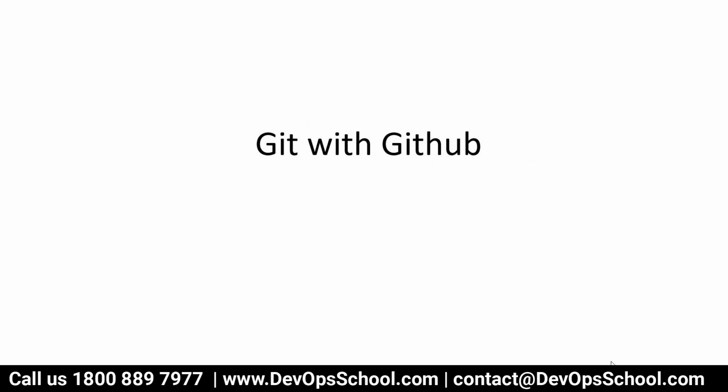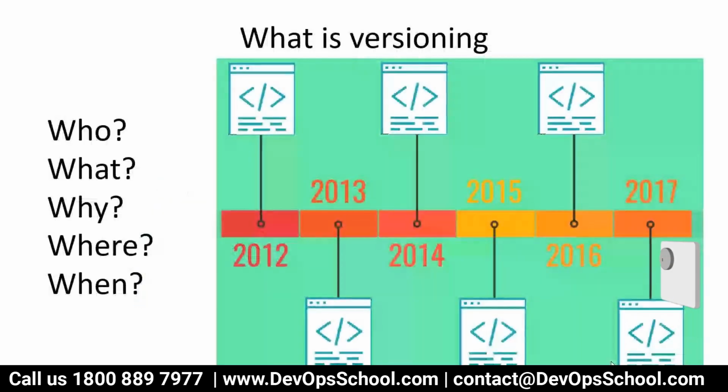In order to understand Git, you have to understand the concept of versioning. So basically, it's very simple. Developers, we have multiple engineers in a team, and we all write code. We all write code daily.